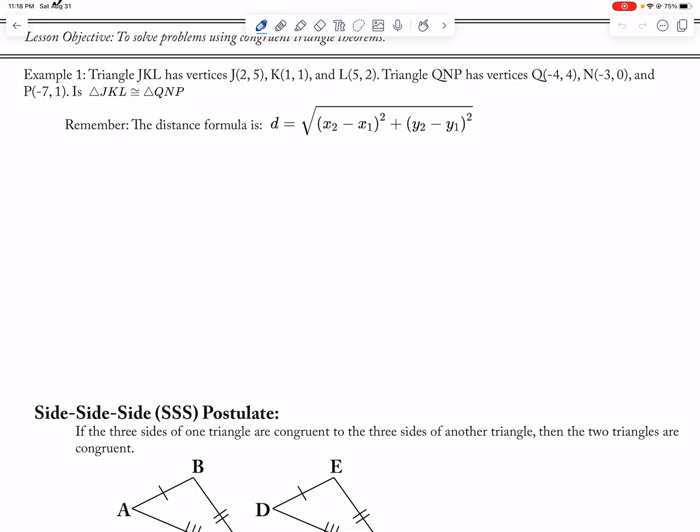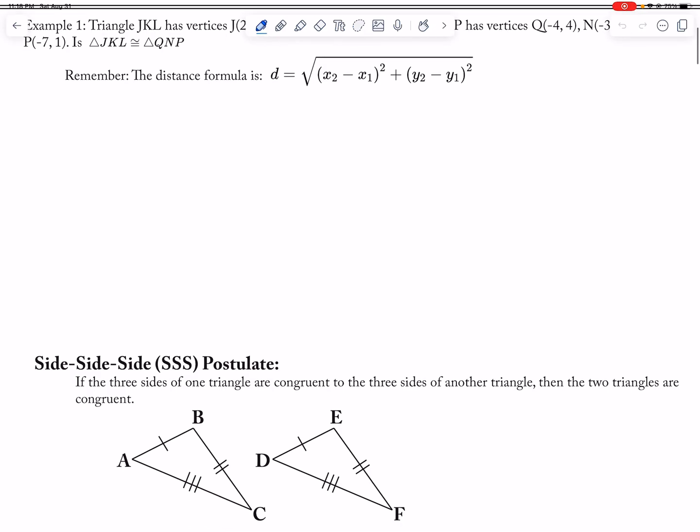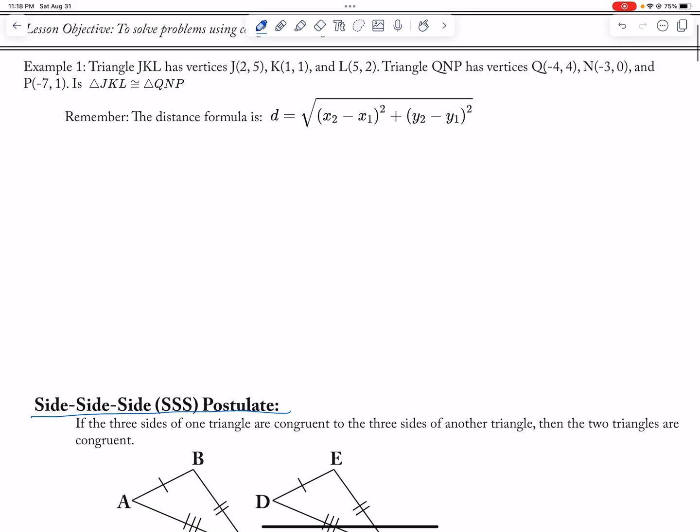All right, so let's take a look at this lesson. I did this little example mainly because I wanted to show the side-side-side postulate. The cool thing is that with the side-side-side postulate I could use the distance formula to tell whether or not the triangles were congruent by side-side-side, because I could find the distance between 2 points.